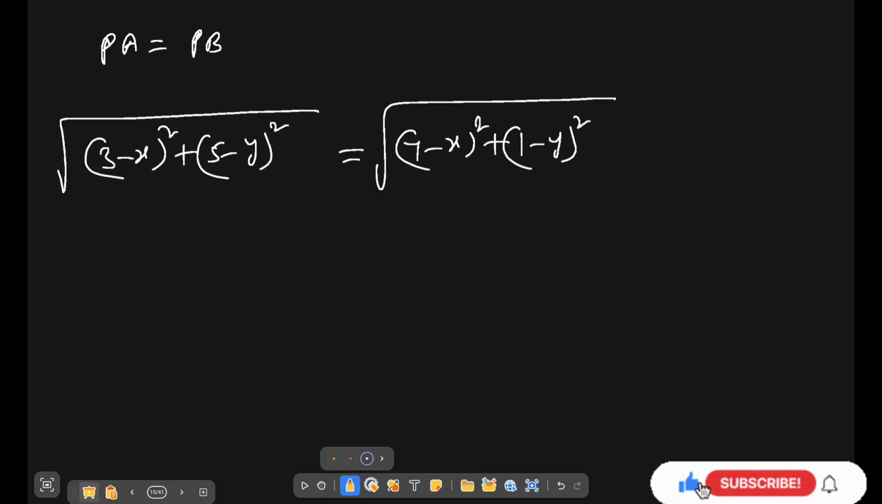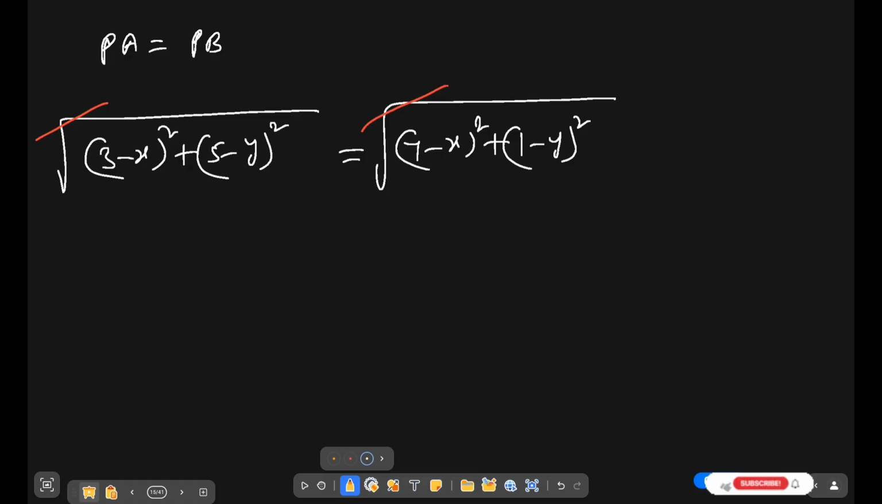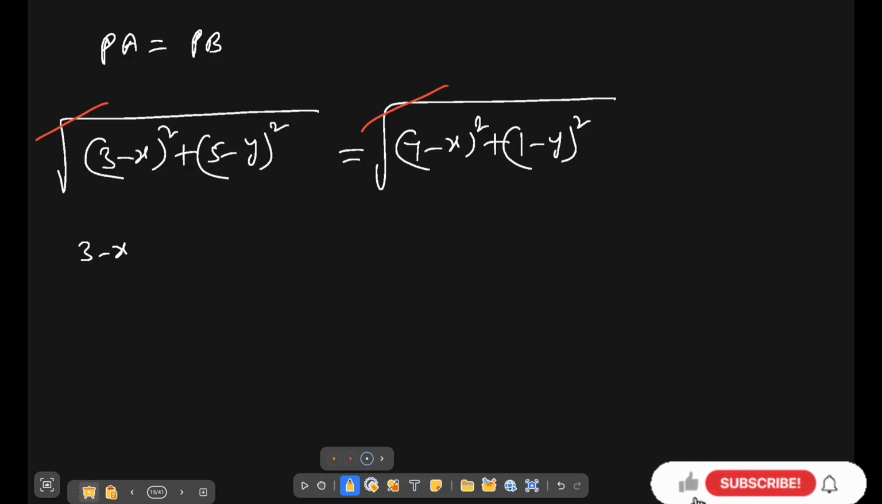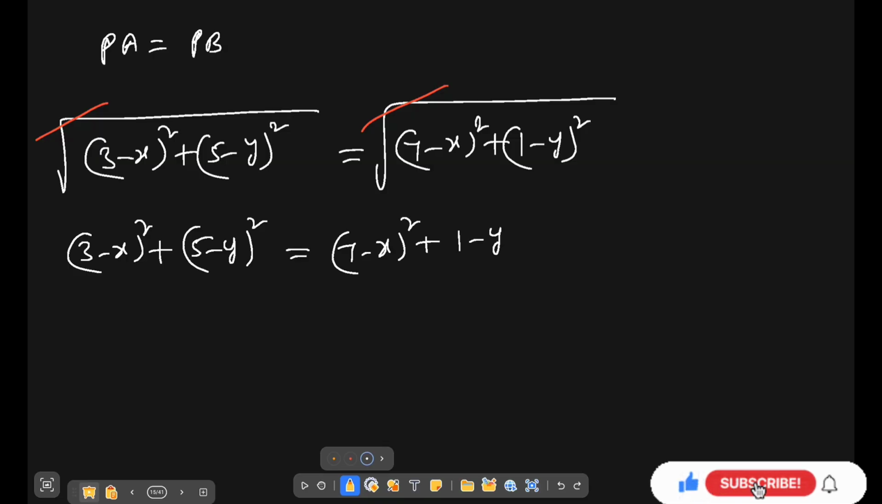So both the sides square roots get cancelled. If you square on both the sides, then the square roots will get cancelled. Now we will have only 3 minus x whole square plus 5 minus y whole square equals to 7 minus x whole square plus 1 minus y whole square. Now apply the a minus b whole square formula for all the things here.